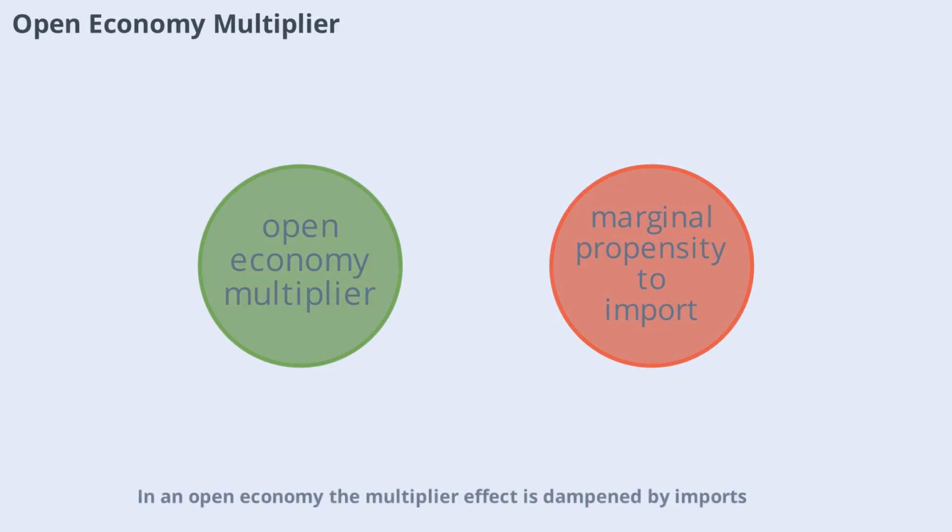In an open economy, the multiplier effect is dampened by imports. When income rises, some of the increased demand leaks abroad as imports, reducing the impact on domestic output. The open economy multiplier is 1 over 1 minus C times 1 minus T, plus M, where M is the marginal propensity to import. This adjustment is crucial for understanding why fiscal policy may be less effective in highly open economies.